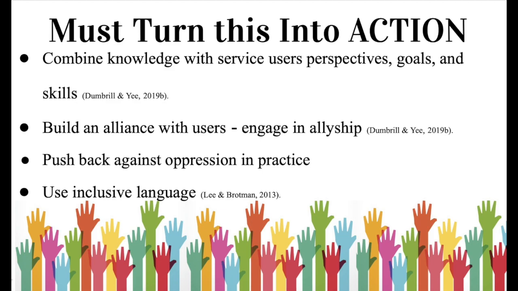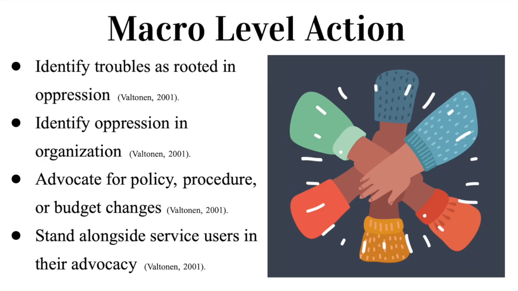It is important to allow service users to take the reins on how their interaction with your agency goes, and you must do this in a way that doesn't further oppress them. Macro level action. Anti-oppressive practice on a macro level in agencies is a bit more of a tedious process. It requires more time, energy, and thought.